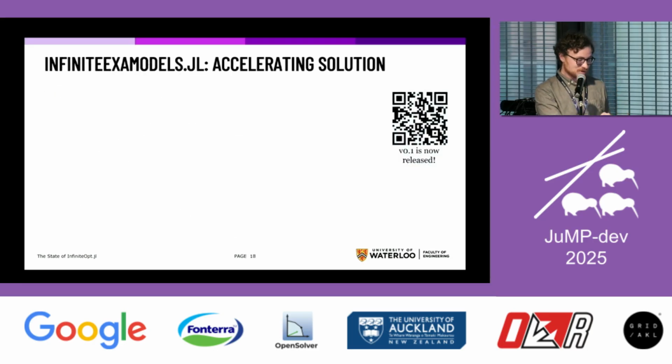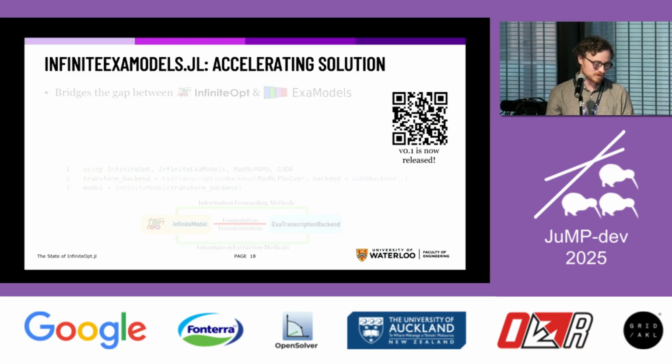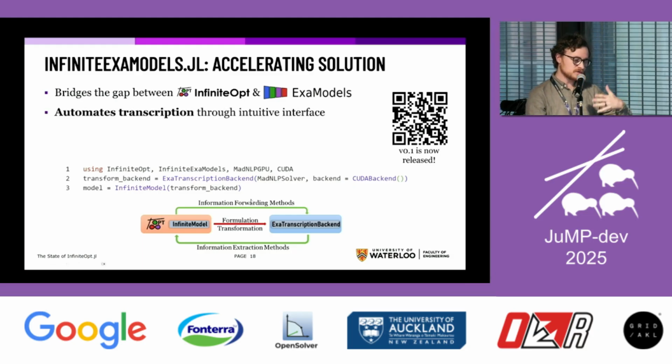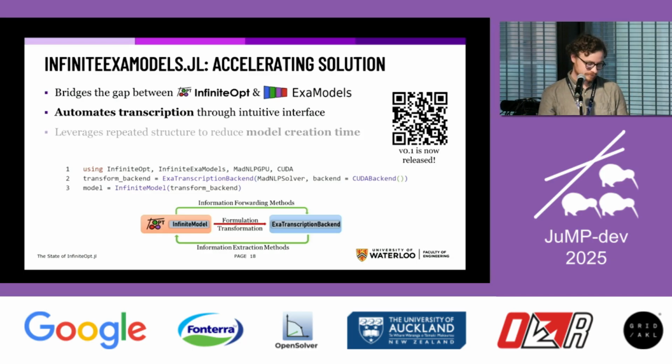And so, where this becomes useful is we start thinking about an extension we have called InfiniteExaModels. So I talked about this last year at JuMP-dev. Kindly got an award for it. That was great. We've finally made our initial release of that, 0.1. We wanted to make sure it was just right before doing that, so we finally released that. It's pretty easy to use. So you just make your infinite model. You declare you want to use an ExaModels transcription backend with whatever solver. So here we're using the GPU version of MadNLP. You feed that in. And then we automate the transcription of your InfiniteOpt model to ExaModels directly.